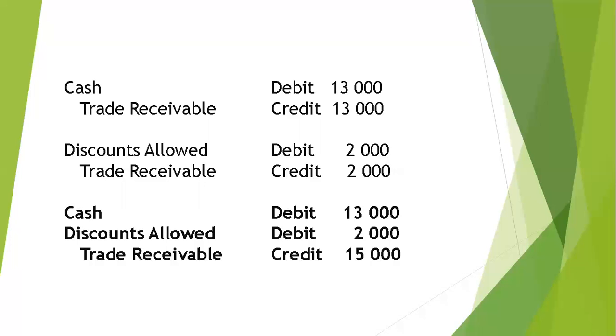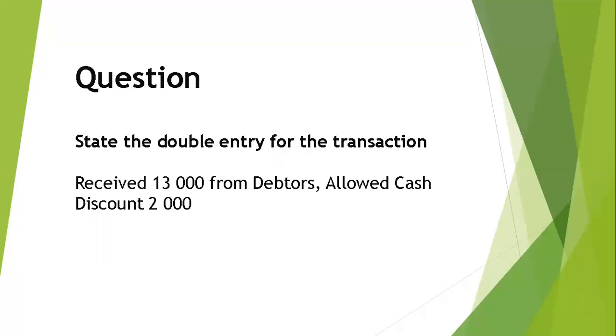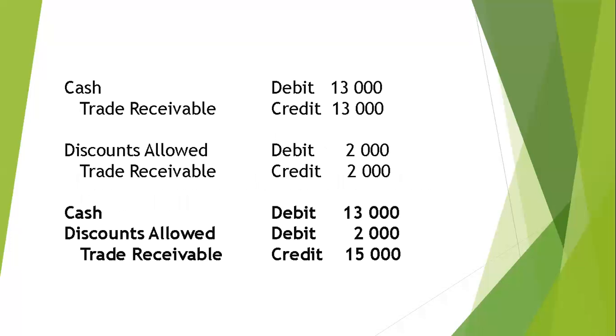The next step, the second transaction, allowed cash discount 2,000. We have already studied discount allowed is an expense. So when we are giving discounts, the expense is going to increase. At the same time, the amount the receivable should pay to me is going to decrease. The asset is going to decrease. So we should credit trade receivable by 2,000 and we are going to debit discount allowed by 2,000.